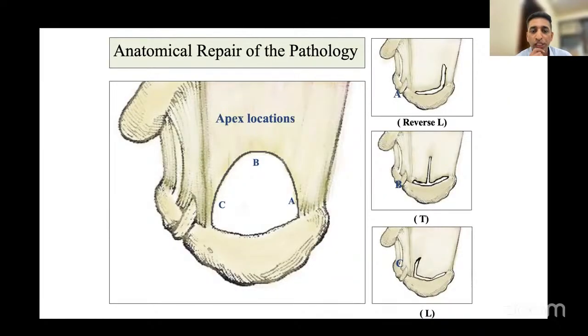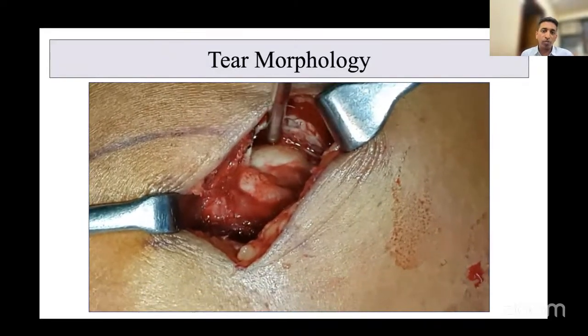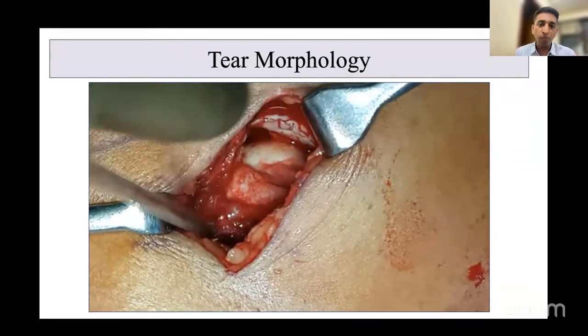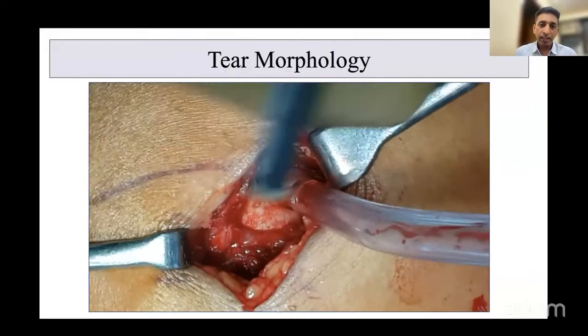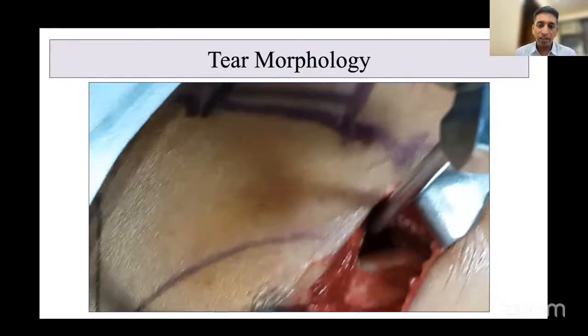To do that, we need to put stitches on these 3 points, A, B, and C, and see how these 3 points can be pulled towards the footprint. If we can pull point C towards A, then it is a reverse L. If we can pull A towards C, then it is an L shape. If both can be pulled toward the footprint equally, then it is a T kind of tear. This is how we study the anatomy. And studying the anatomy is extremely easy, because we get a full panoramic view, and we can study the anatomy of the cuff much better, because we get a very high bird's eye view.